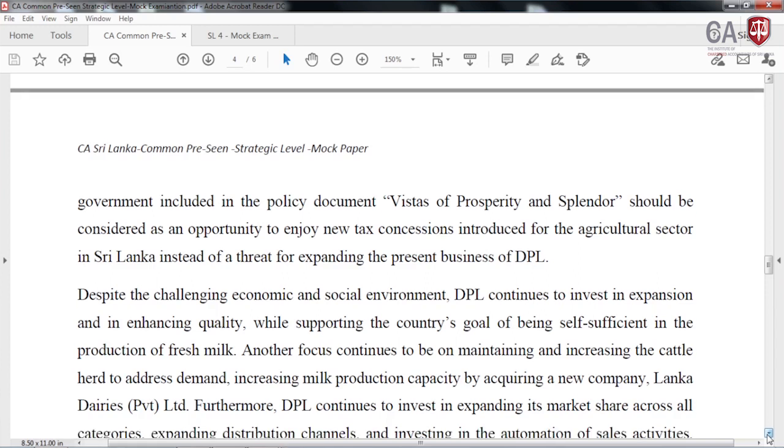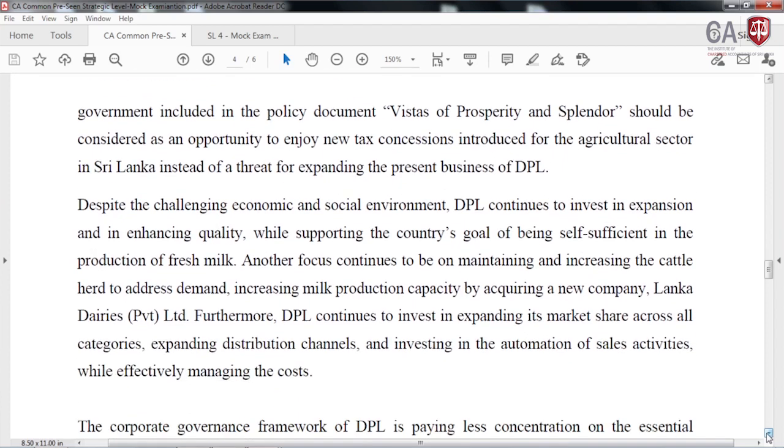Despite the challenging economic and social environment, DPL continues to invest in expansion and in enhancing quality while supporting the country's goal of being self-sufficient in the production of fresh milk. They continuously invest money to expand the business. The country has a goal of self-sufficient production of fresh milk. Another focus continues to be on maintaining and increasing the cattle herd to address demand, increasing milk production capacity by acquiring a new company.